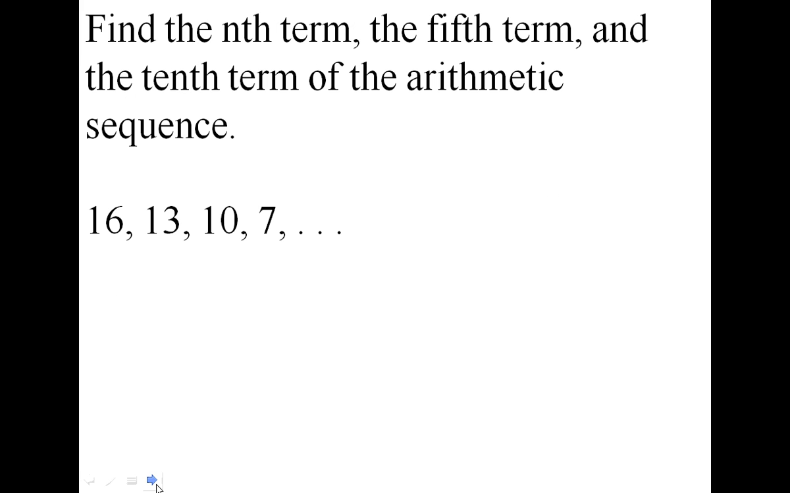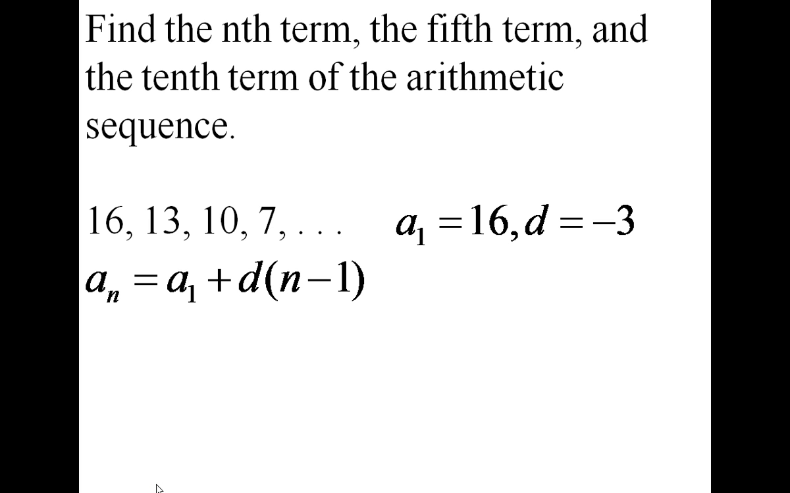Fantastic. Let's try another one. Find the nth term, 5th term, and 10th term of the arithmetic sequence. Well, first of all, is it arithmetic? Yes, it is. The common difference can be positive or it can be negative. In this case, it's negative. So, you take the common difference, and you take the first term, which is 16 and negative 3. You're going to put it into your nth term equation, and you're going to work it out. And this will give you your nth term.